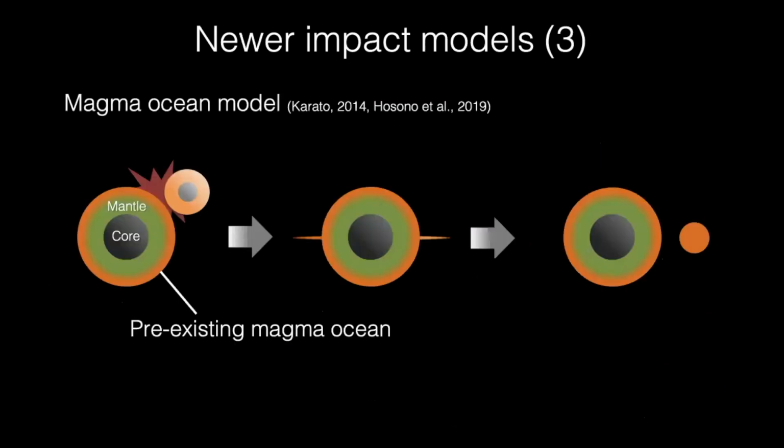The next one is the magma ocean model. According to this model, the surface of the Earth is covered by a magma ocean, and during the impact, the magma ocean is preferentially removed and launched into orbit. As a result, the Moon is primarily made of Earth materials.